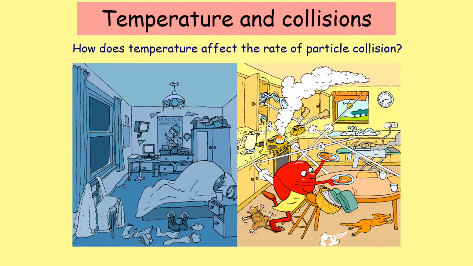The picture on the right-hand side represents a particle with a lot of energy because it's at a high temperature. It's got a lot of energy, and what that means is that it moves really quickly and bounces around the room, colliding with so many different things. And that's going to be our underlying understanding of how temperature affects rates of reaction and collisions. When particles are cold, they do not move very much. When particles are hot, they move very quickly.